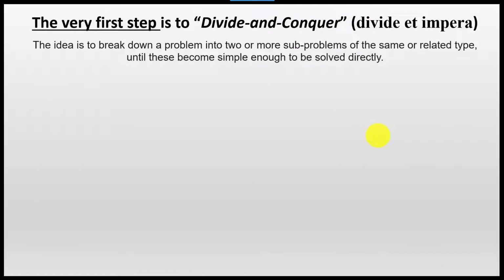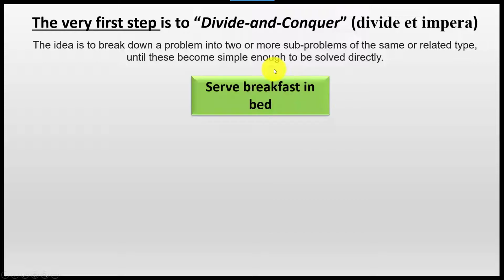All right, so the very first step is to divide and conquer, or divide et impera, as the Romans used to call that. So the idea here is to break down a problem into 2 or more sub-problems of the same or related type, until these become simple enough to be solved directly. So if we want to serve a breakfast in bed, well, we need to break it down into its little pieces, right? We're going to divide and conquer.